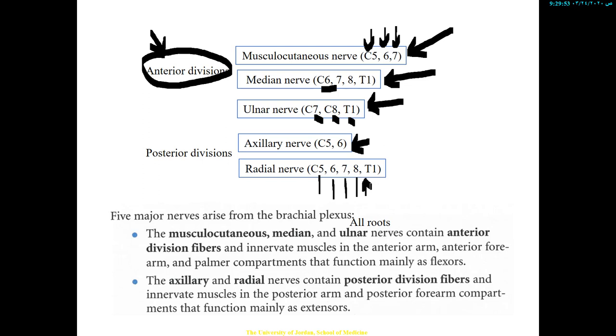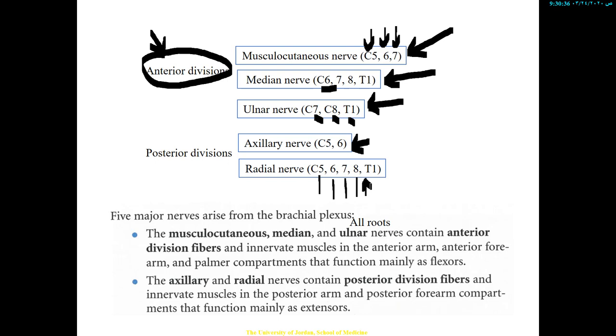These trunks are arranged in your body in their anatomical position: upper, middle, and lower. Then, of course, union and subsequent division. Trunks should divide, and they give us the anterior division and posterior division. The posterior divisions of all trunks give us the posterior cord. The anterior divisions of the upper and the middle give us the lateral cord. However, the anterior division of the lower trunk gives us the medial cord.